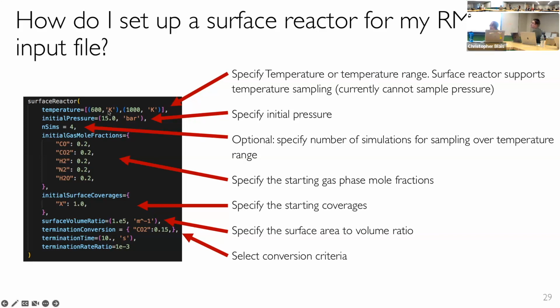You can specify, if you're doing sampling like this, a range of temperatures and the number of simulations. Similar to the gas phase reactors, you say what you're actually feeding into it. Additionally, you can specify your surface coverages. Over here we have an empty surface, so x equals 1. Another added thing for surface mechanisms is you have to specify the surface area to volume ratio.